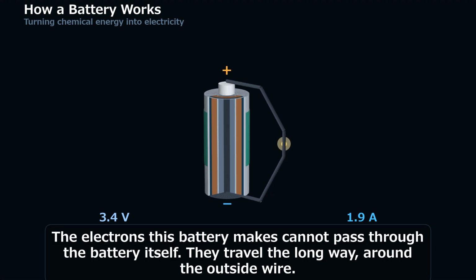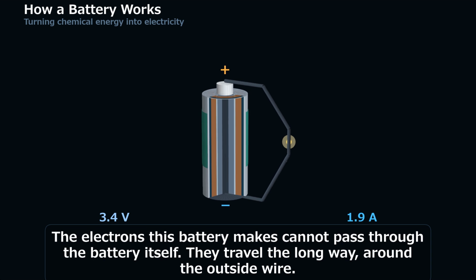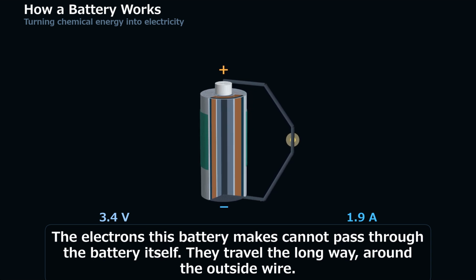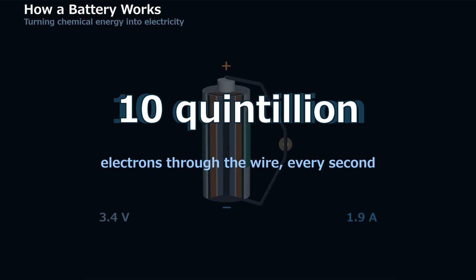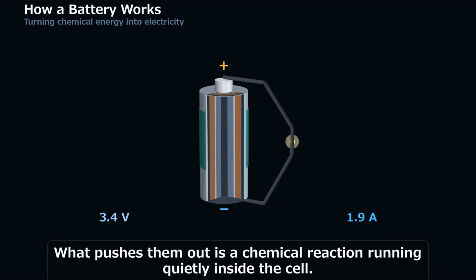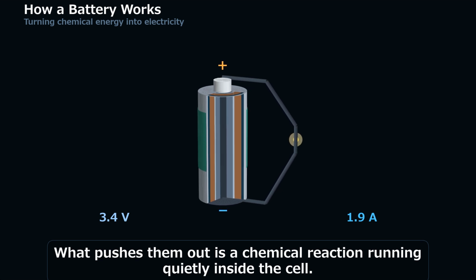The electrons this battery makes cannot pass through the battery itself. They travel the long way, around the outside wire. 10 quintillion electrons take that trip every second. A 1 with 19 zeros. What pushes them out is a chemical reaction running quietly inside the cell.